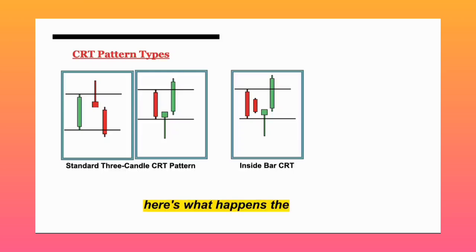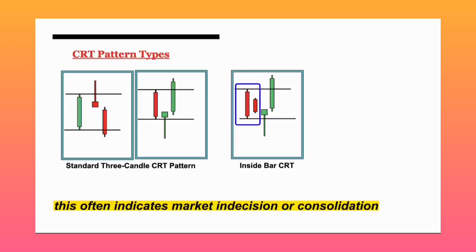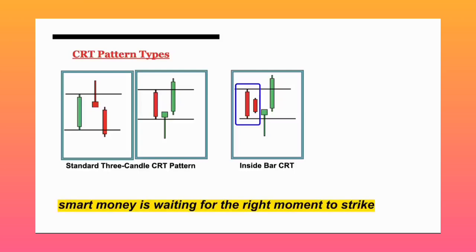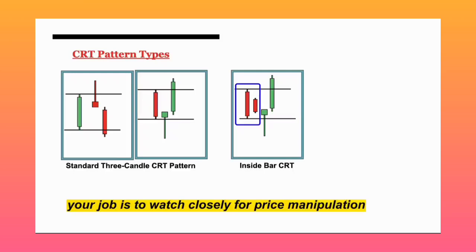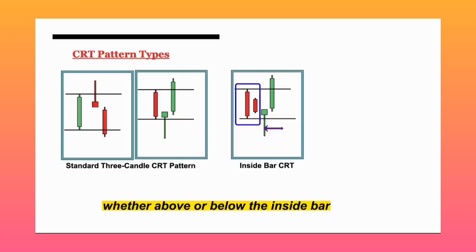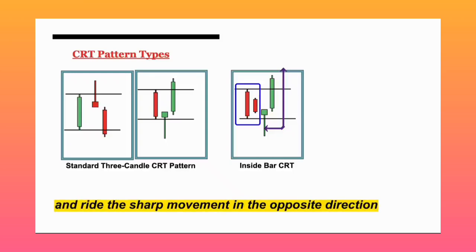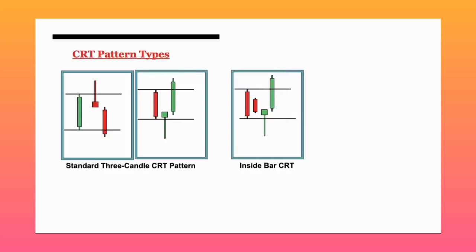Here's what happens. The inside bar forms when a candle stays completely within the range of the previous candle. This often indicates market indecision or consolidation. Smart money is waiting for the right moment to strike. Your job is to watch closely for price manipulation around this inside bar. When a false breakout happens, whether above or below the inside bar, that's your signal. Once the price reverses, it creates a perfect opportunity for you to jump into the trade and ride the sharp movement in the opposite direction.